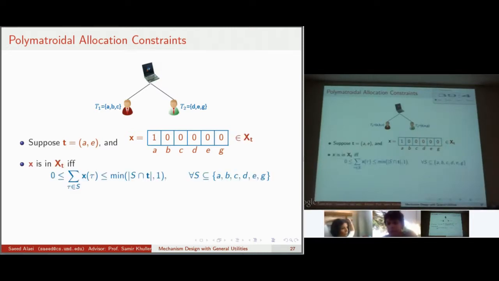So if you look at it carefully, basically you can see that you can specify your allocation constraint by a set of constraints of this form. Basically, for each subset of types, this is for this particular example, the sum of the allocations of those types has to be less than this quantity. So, for example, if S is a singleton containing a type which is not in the type profile, then this side is 0, which means the allocation for that type should be 0. Otherwise, if S contains multiple types that appear in the type vector, this part is at most 1, which means you can allocate to at most 1 agent.